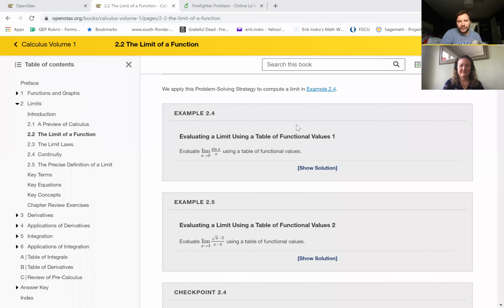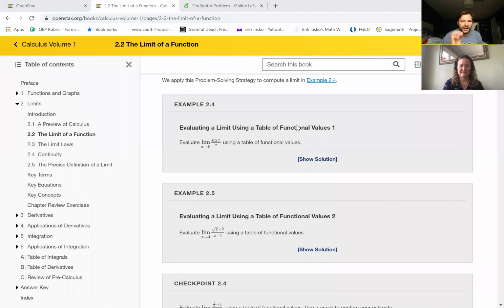Okay, so now we're going to take a look at example 2.4 from the Active Calculus book. In this example, we're asked to evaluate the limit as x goes to 0 of sine of x over x using a table of function values.